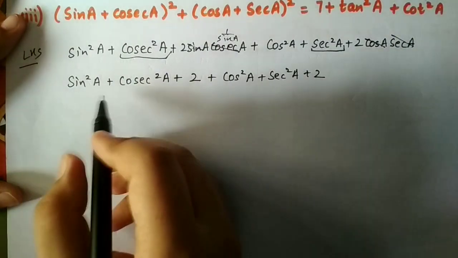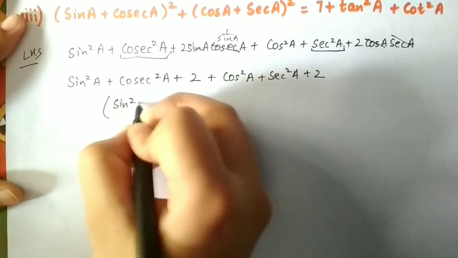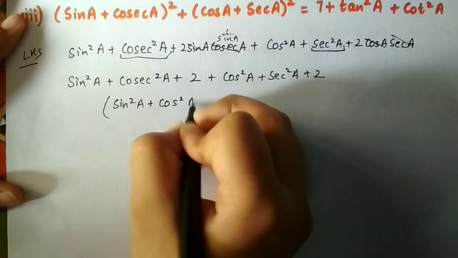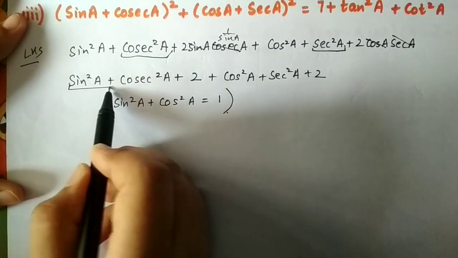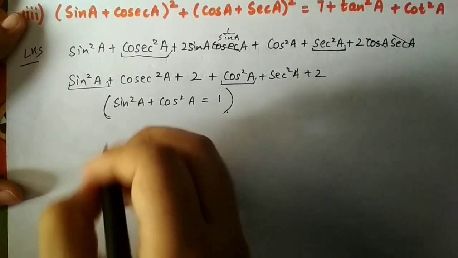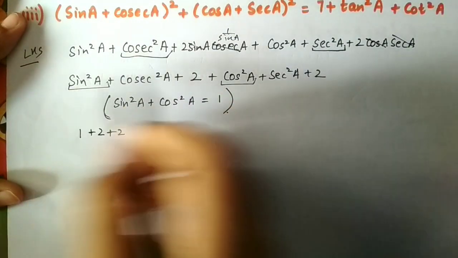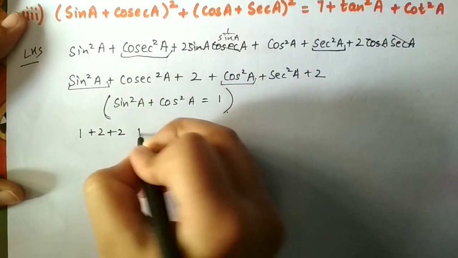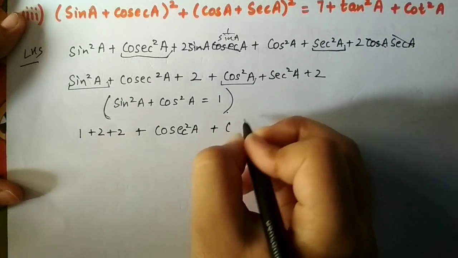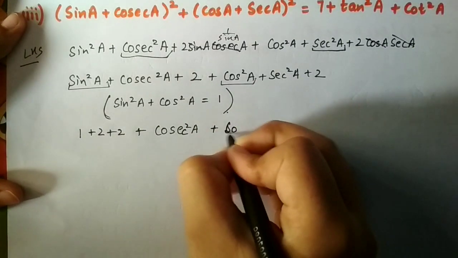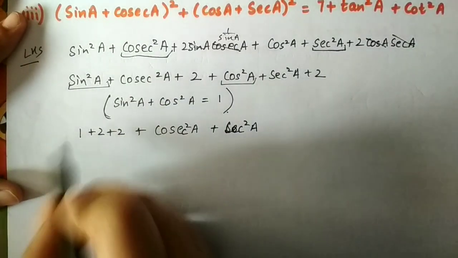Okay, now we have the identity of sin square a plus cos square a is equal to 1, and we will use it here. Sin square a plus cos square a can be written as 1. So write 1 plus 2 plus 2. Keep the constant terms together, plus cosecant square a plus secant square a. So 2 plus 2 is 4 plus 1 is 5.